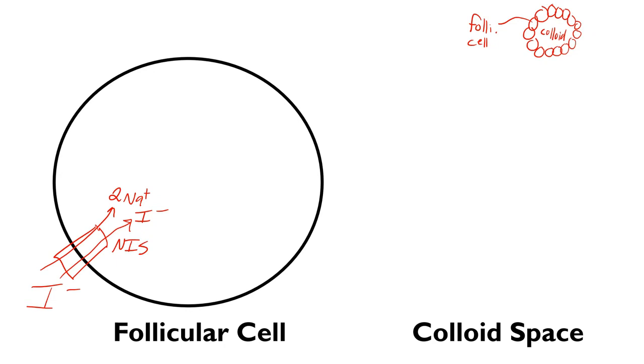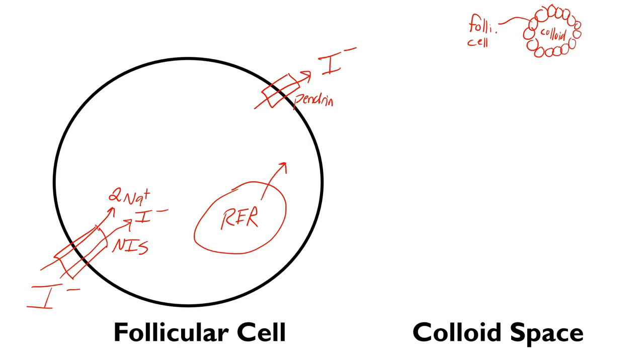Now that we have the iodine in, the iodine's next step is to cross over the other side of the follicular cell and enter into the colloid space. And it does this through a transporter called the pendrin transporter. Pendrin. While that's happening, the rough endoplasmic reticulum of the follicular cell, and that's the site where protein production happens in cells, is producing something called thyroglobulin. It's a protein called thyroglobulin. And that thyroglobulin is also sent out into the colloid space.